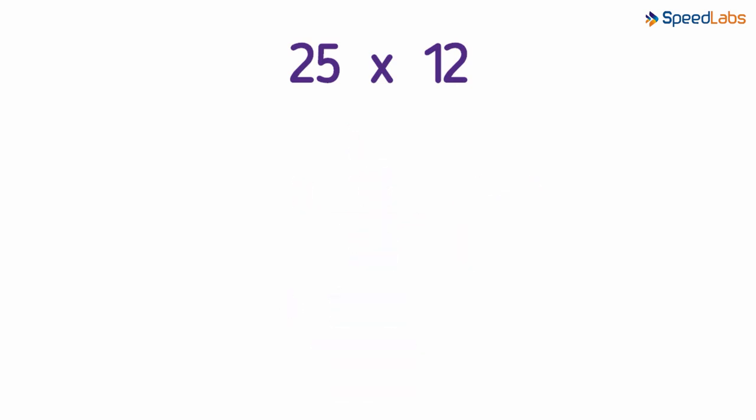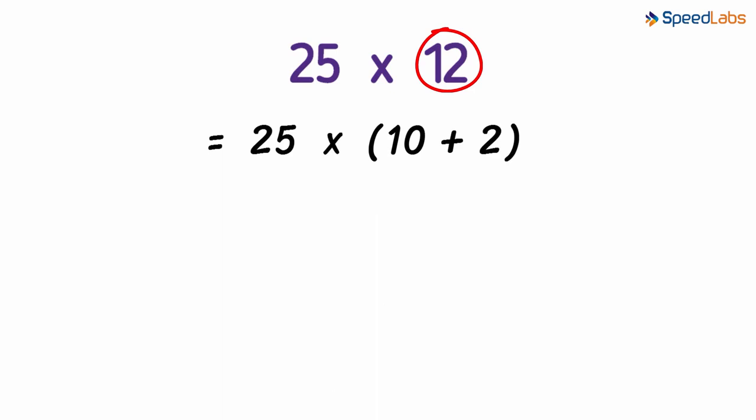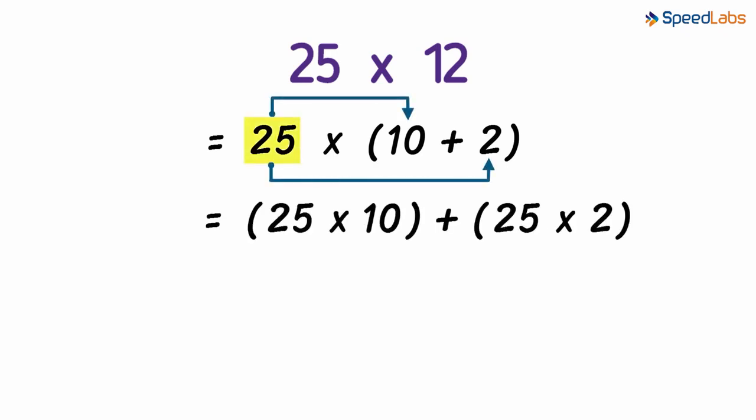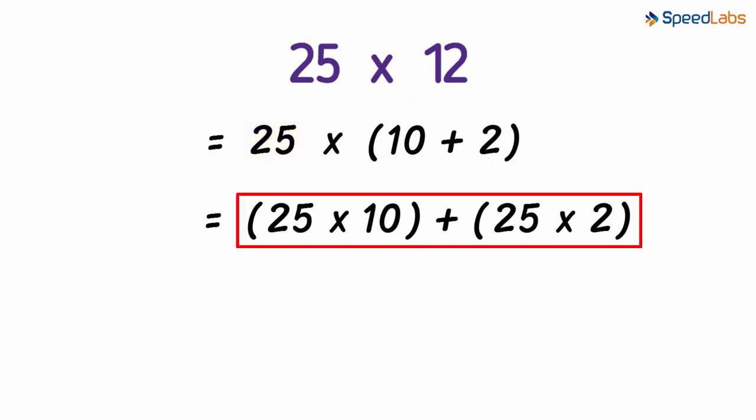The answer is, we can write 12 as 10 plus 2 in the question. What will be the next step? We will now distribute the multiplication of number 25 over each of these integers inside the bracket. How did it make the calculations simpler?